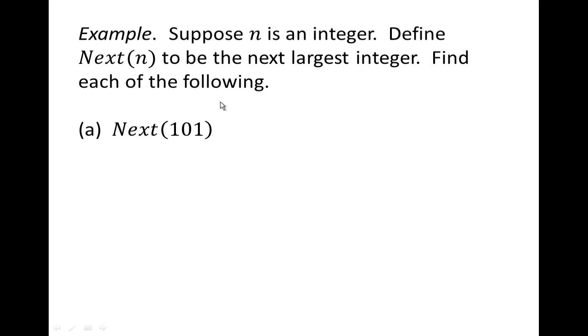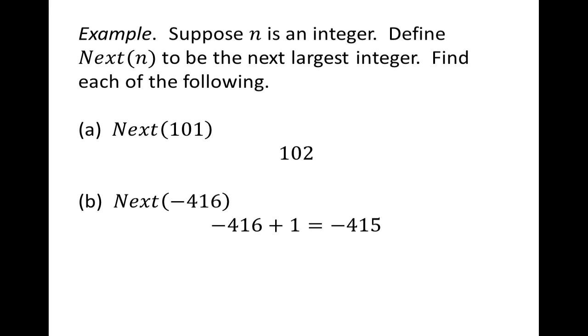We want to find each of the following. Next of 101. Well, what's the next largest integer after 101? 102. Okay. Next of negative 416. Now we have to be a little bit careful here because it is a negative number. The next largest integer is one more than that integer, which would be negative 415. And in general, what would next of n be equal to? Well, we just want one more than n, so next of n would be n plus 1. And so often we'll represent our functions by algebraic expressions that represent what we want them to do to our number.